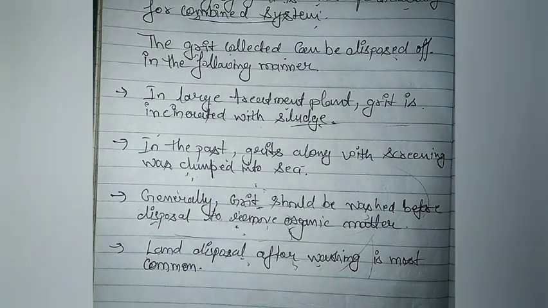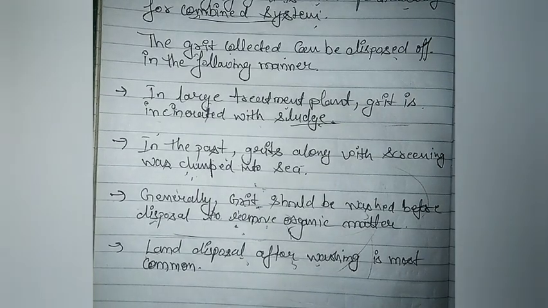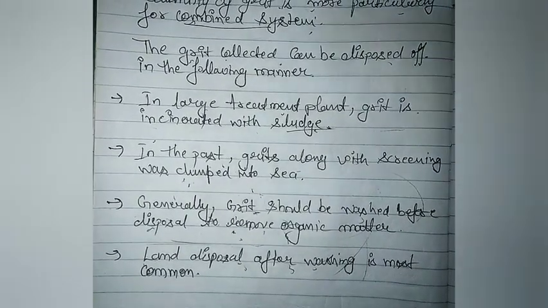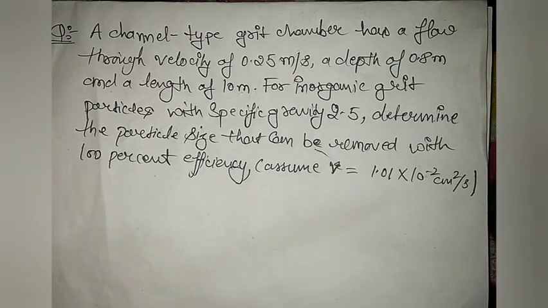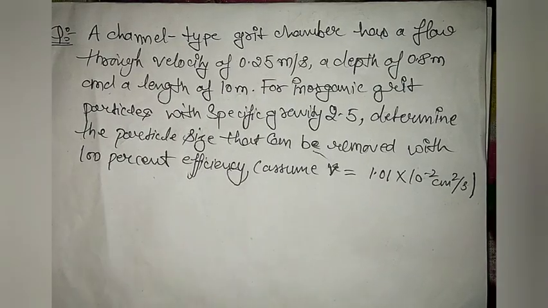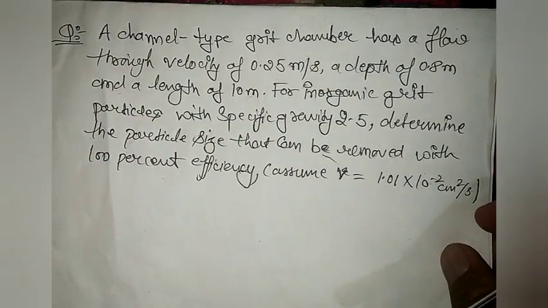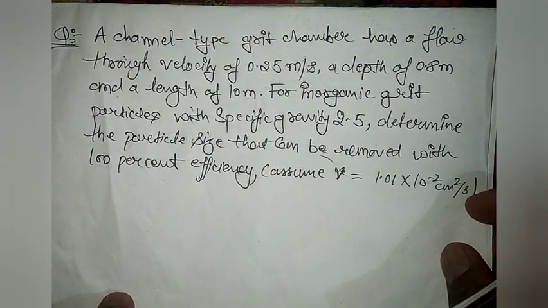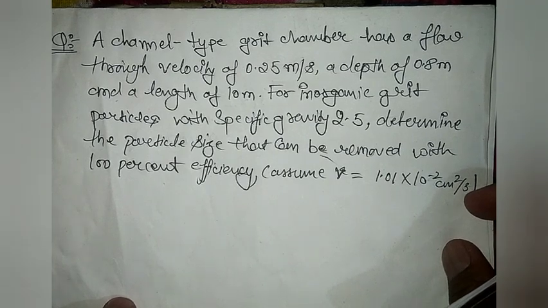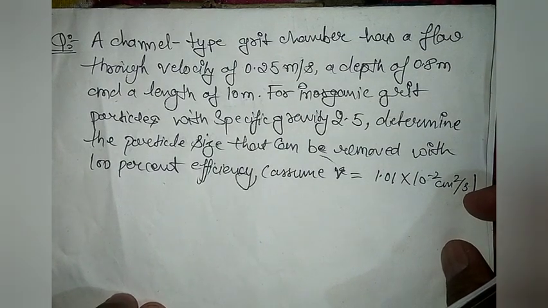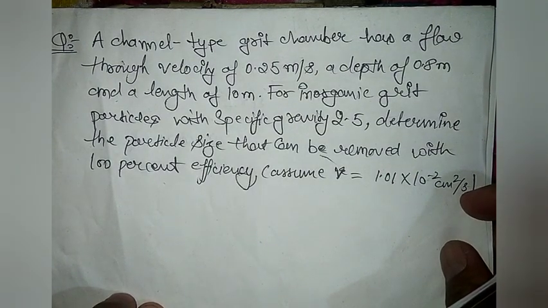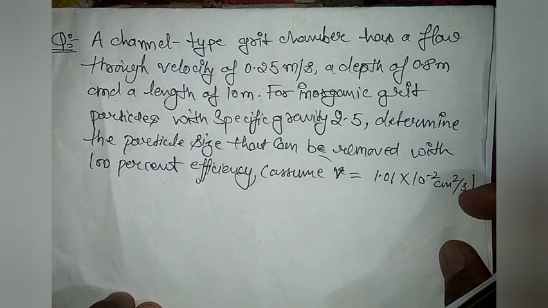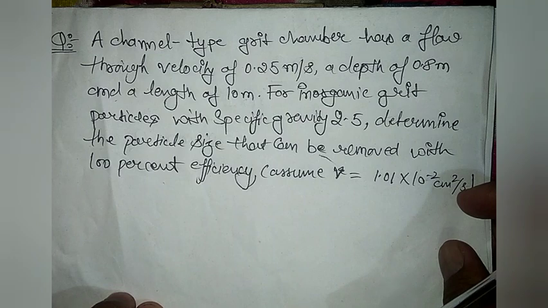Okay, so this was the design aspect of your grit chamber. So let us take an example of the grit chamber design. So here is the problem. The given problem is: a channel type grit chamber has a flow through velocity of 0.25 meter per second, a depth of 0.8 meter and a length of 10 meter.